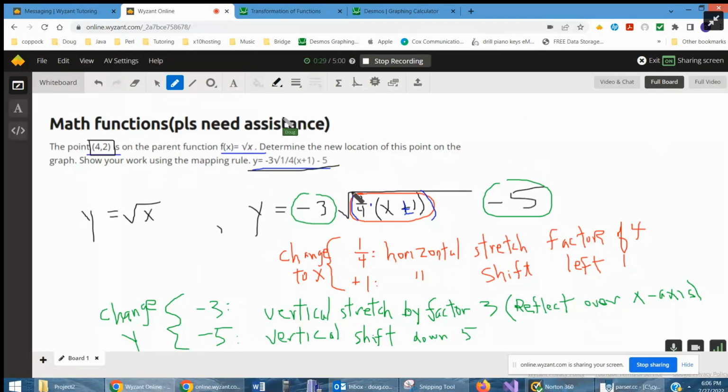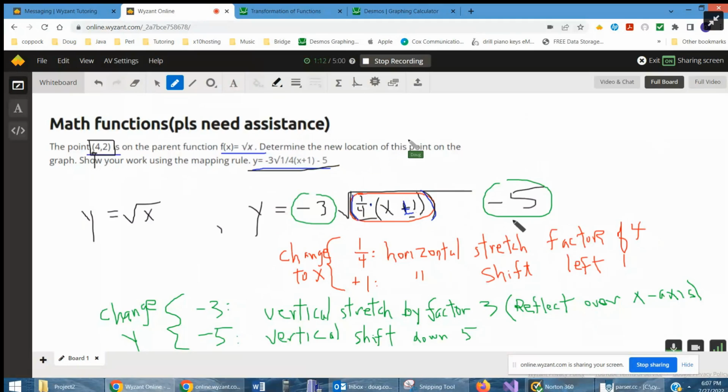Okay, these numbers right here, circled in red, are, quote, inside the parentheses, or close to the x value. And a number that's being multiplied times x, like this 1/4, if we use the reciprocal of that number, that causes either a horizontal stretch, in this case by a factor of 4, the reciprocal of 1/4, or horizontal shrink if this number was greater than 1. The plus 1 causes a horizontal shift to the left. So these two numbers, the 1/4 and the plus 1, are causing changes to this 4. We'll see that in a second.